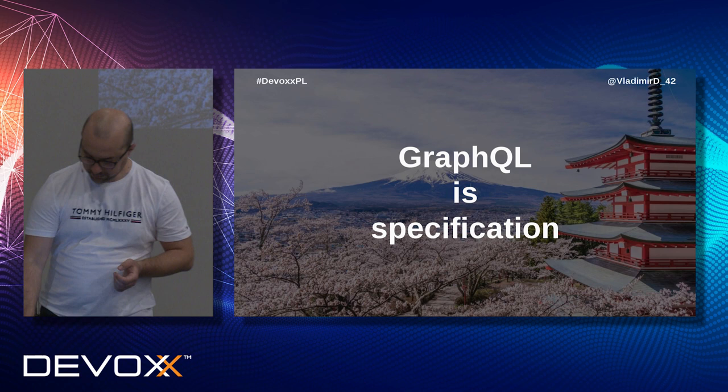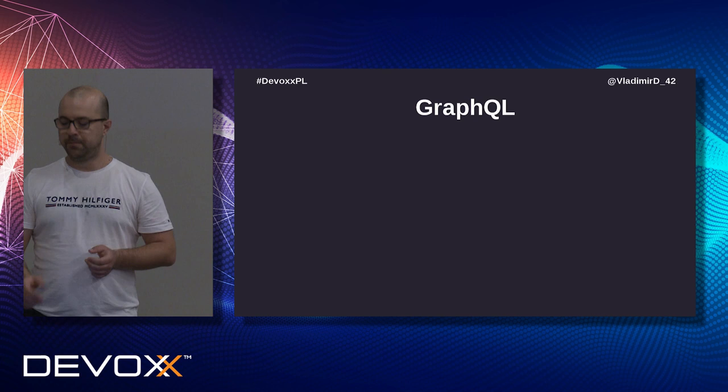When we talk about GraphQL, GraphQL consists of two big parts. The first part is the schema definition language.